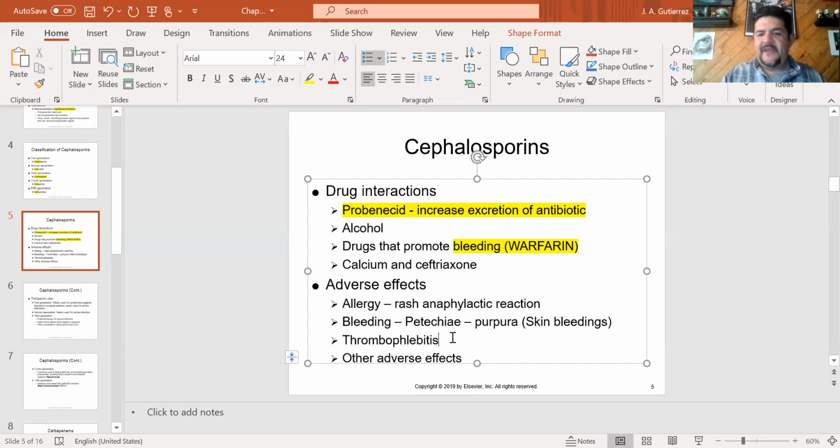If the medication is IV, thrombophlebitis, inflammation of the vein with a blood clot formation. And again, the reason we have thrombophlebitis, and this can happen also with penicillins, is because they're IV drugs. So it's not just because of the medication, it's a presentation of the medication.